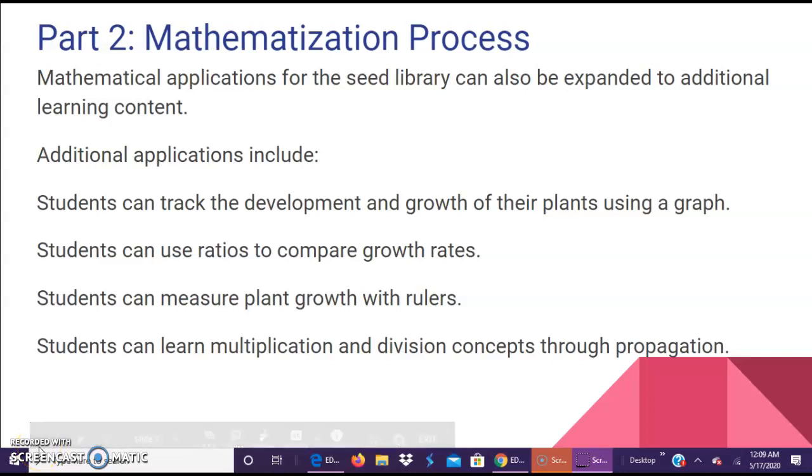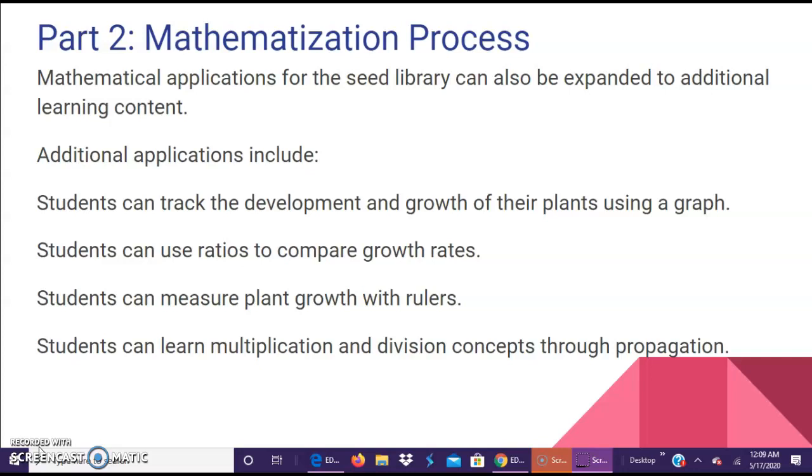Here are some additional ideas I had for expanding to different kinds of learning content. For example, students can use graphs for all sorts of things in the garden. They can track the development and growth of their plants using graphs. We can also use ratios to compare growth rates.